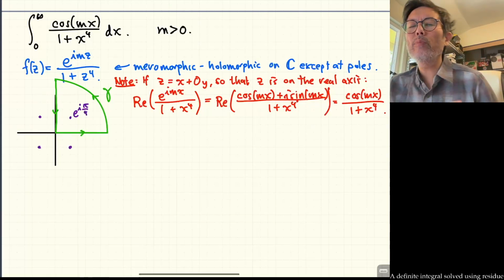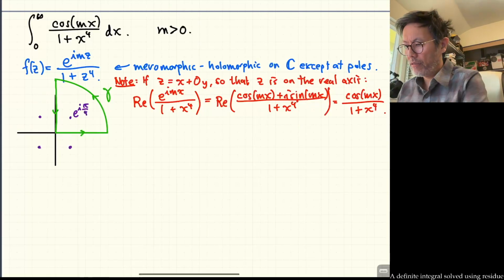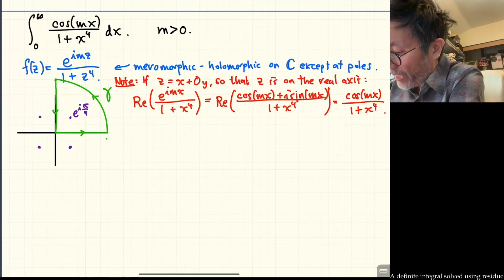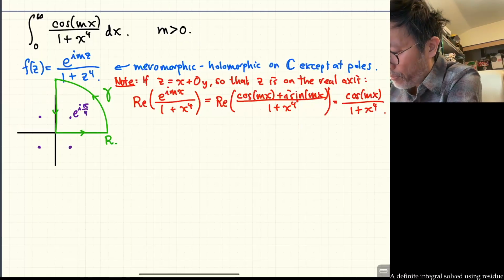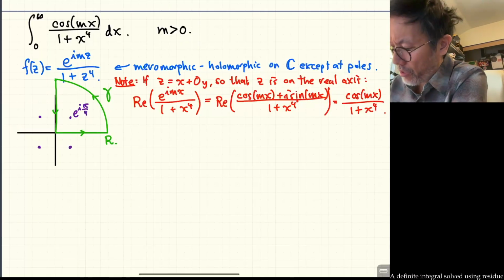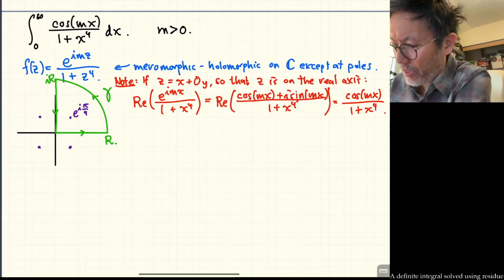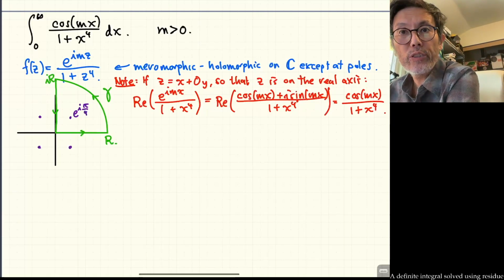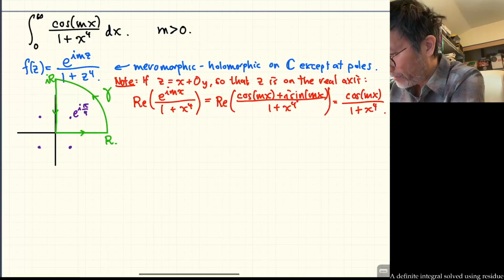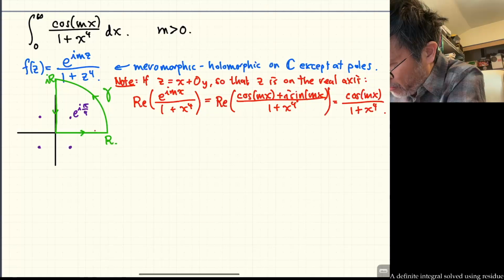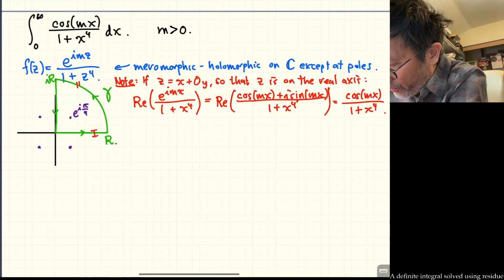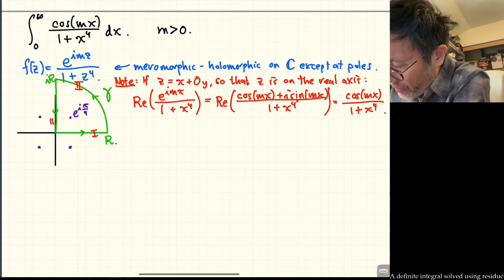It's a piecewise smooth curve. There are 3 pieces. And I should say, this goes out to the point R. And therefore, this point up here is i times R, right? It's a quarter circle. And I'm going to call the 3 pieces piece 1, piece 2, and piece 3.